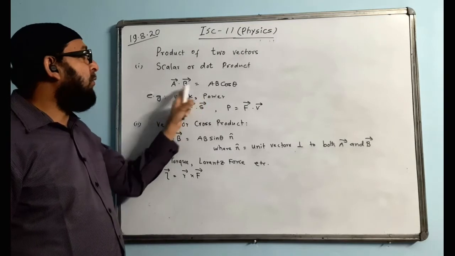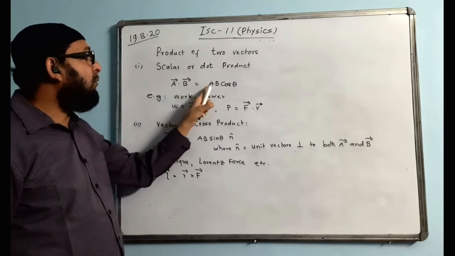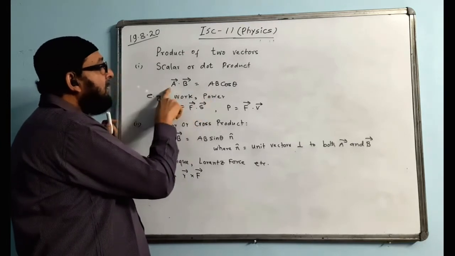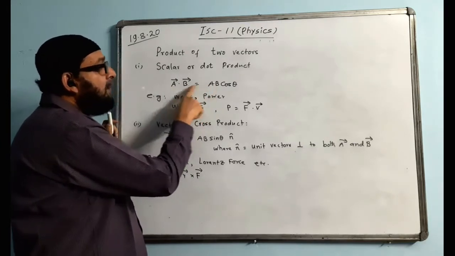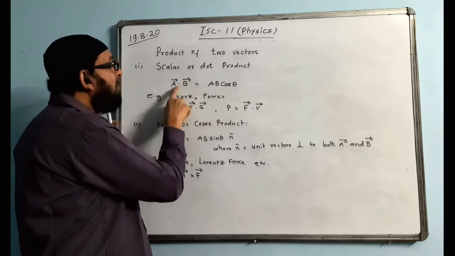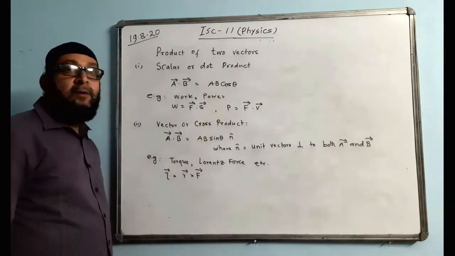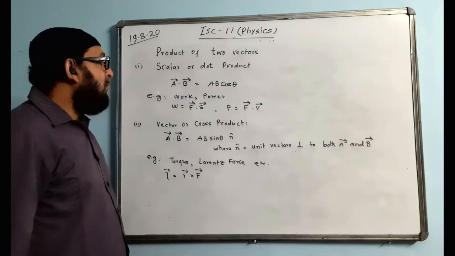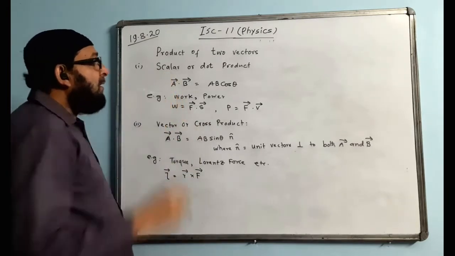It is measured by this formula: A dot B equal to AB cos theta, where A is the magnitude of vector A, B is the magnitude of vector B, and theta is the angle between the two vectors. You have to write in terms of cosine, cos theta, AB cos theta. And this is called scalar product.